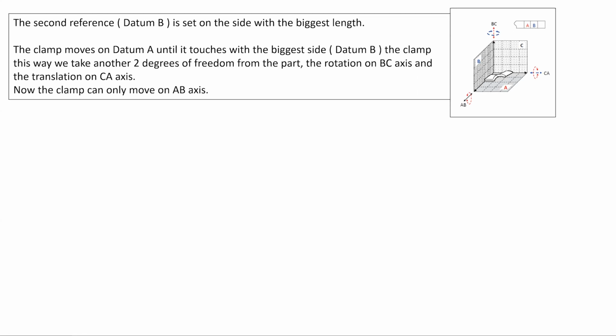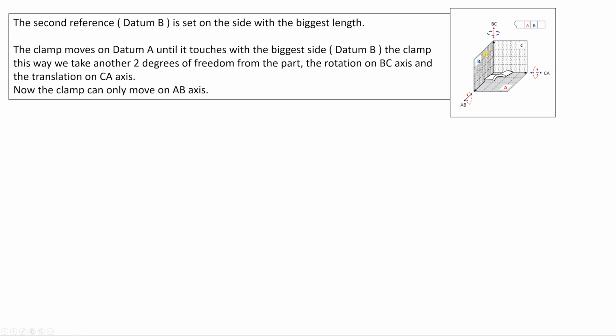The second reference, datum B, is set on the side with the biggest length. So on the side with the biggest length right here, this side. So the clamp will move on datum A on this plane until it touches datum B, until it touches this plane right here. Okay, what this does, it takes 2 degrees of freedom from the part, the rotation on the BC axis. Okay, so the rotation on the BC axis is taken right now, and so the clamp will not be able to rotate like this anymore, right?